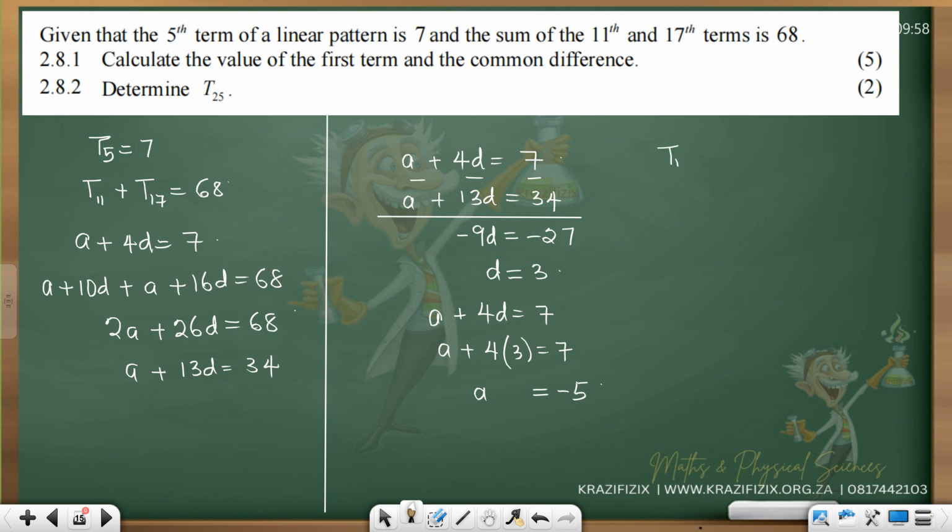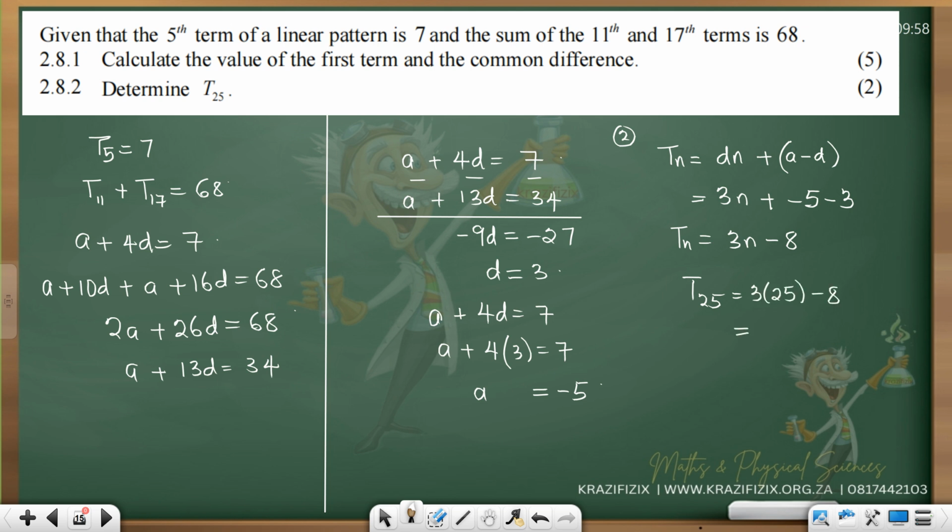And then I can get my Tn immediately. Dn plus A minus D. What is my D? 3n. What is my A? Minus 5 minus 3. 3n minus 8. And that allows me to get, okay, so this will be number 2. And that's allowing me to get my T25. And that would be 75 minus 8, 15 minus 8 would be, that should be about 63.